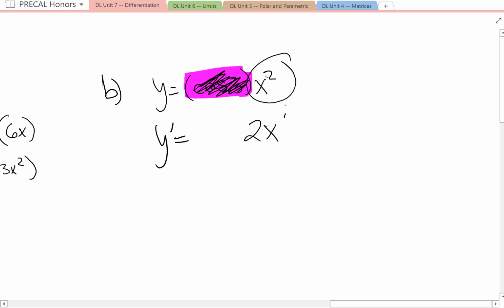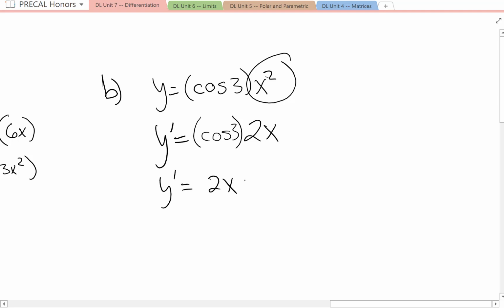2x to the 1, and that is being multiplied by our number, cosine 3. Or you can write it as 2x times cosine 3, so you don't have stuff after the cosine that you're not taking the cosine of. Either way is fine.